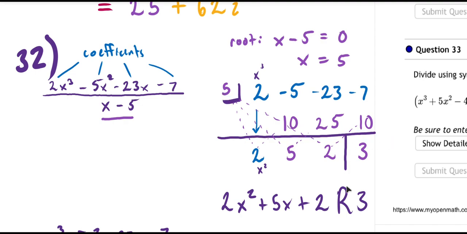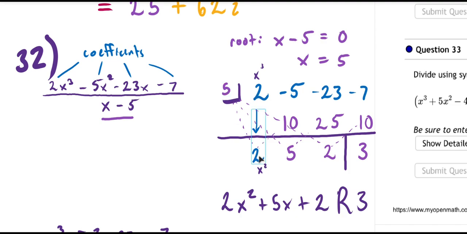We then set up the rest of the numbers in blue by looking at the coefficients of the dividend, the number being the polynomial being divided. This is 2x cubed minus 5x squared minus 23x minus 7. So we put the 2, the minus 5, the negative 23, and the negative 7 along the top. The algorithm begins by dropping this first number straight down, just copying it down. And then we proceed as follows.